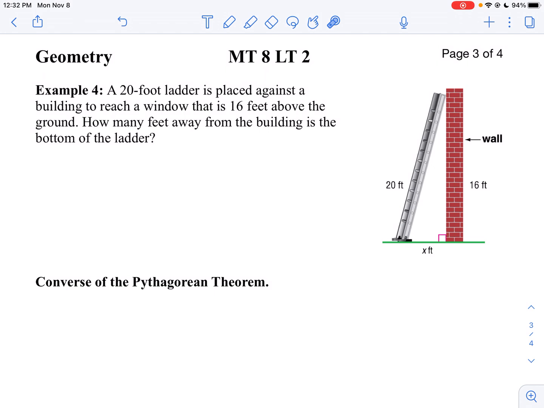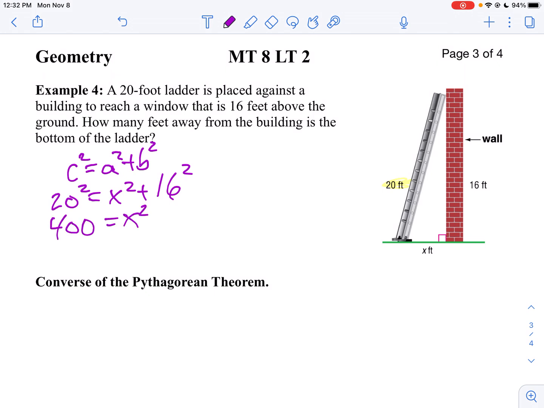And so I can use the Pythagorean theorem. So I'm going to say c squared equals a squared plus b squared. Identify the hypotenuse. My hypotenuse is 20. That's the one across from the right angle. So 20 squared equals x squared plus 16 squared. Well, 20 squared is 400. 16 squared is 256. So now let's subtract 256 from both sides.